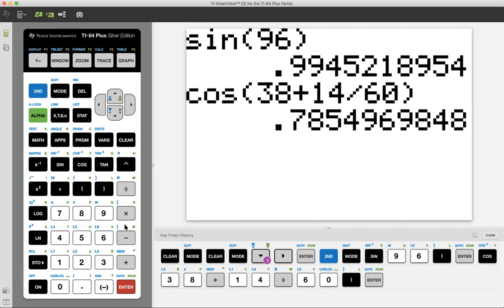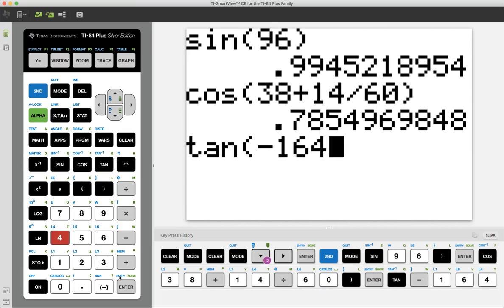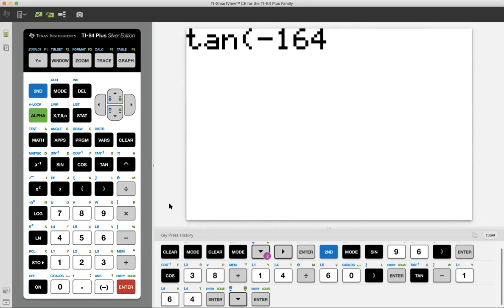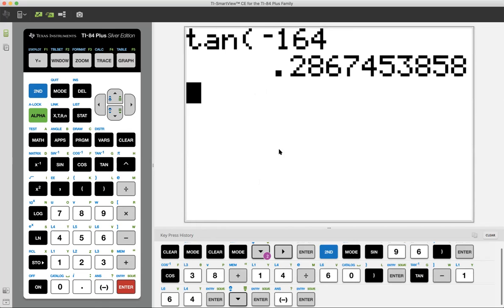The next one is tangent of negative 164. So I go tangent. For negatives in a lot of calculators, you can't use the minus sign. Like if I try it, it's just minus 164, and it gives you an error. It doesn't read the minus as a negative. So let's go back to it. It even highlights, hey, this is a problem here. This is the one you want to use right there, the negative 164. That gives it to me, and then round to the appropriate decimal places.